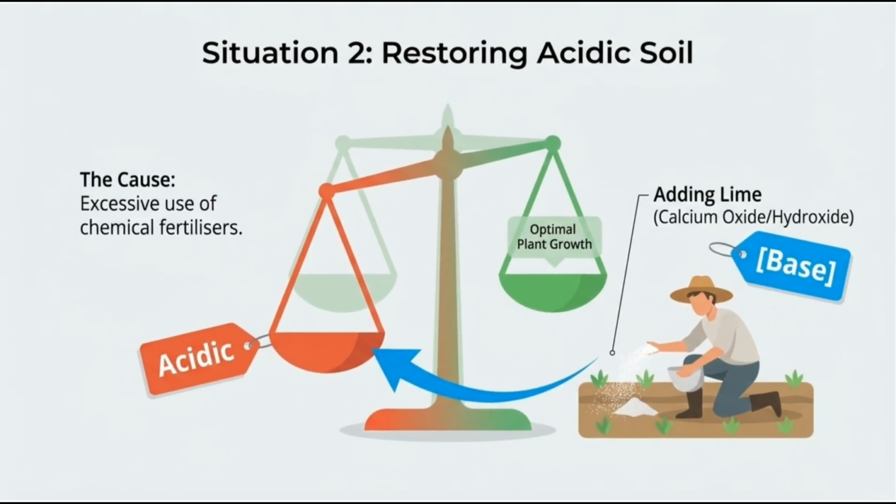Farmers use chemistry to grow our food. If soil becomes too acidic from excessive fertilizers, plants struggle to grow. To fix this, farmers add lime, which is a base. This neutralizes the excess acid and creates the perfect environment for healthy crops to thrive.